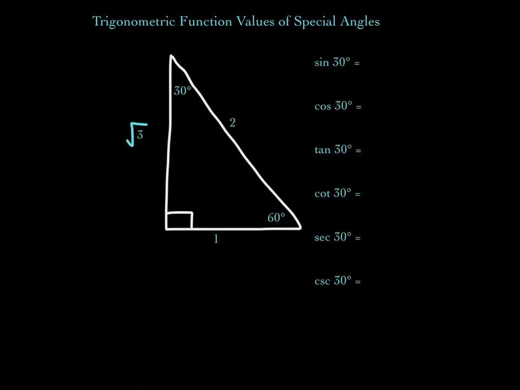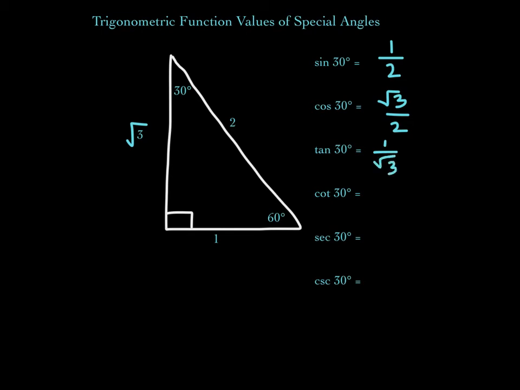Sine of 30 degrees, right? Let's talk about 30 degrees first, okay? So here's 30 degrees. This is my 30, 60, 90 triangle. Sine of 30 would be opposite over hypotenuse, so 1 over 2, okay? Cosine of 30 will be adjacent over hypotenuse, so root 3 over 2. Tangent of 30 degrees will be opposite over adjacent, 1 over root 3.